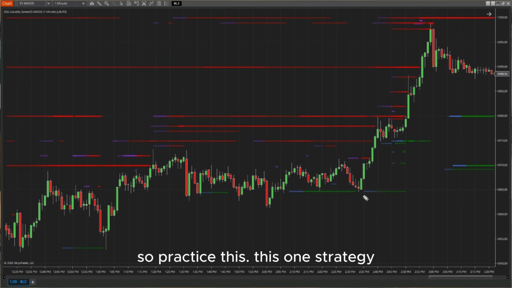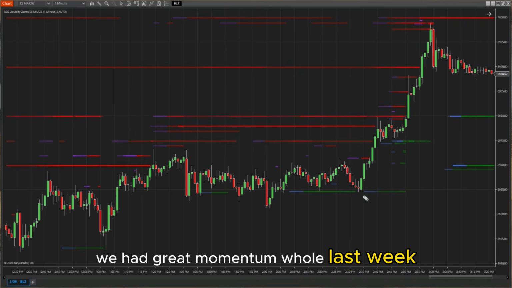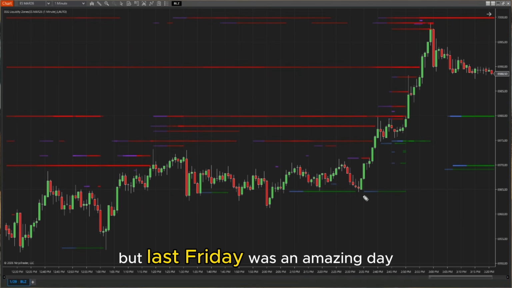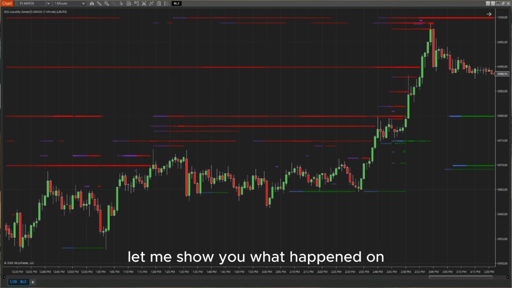So practice this. This one strategy is going to help you change your trade entry when there's momentum in the market. We had great momentum the whole last week, including Friday. Fridays generally are sloppy days, but last Friday was an amazing day. Why? Do you want to see why? Let me show you what happened on Friday.